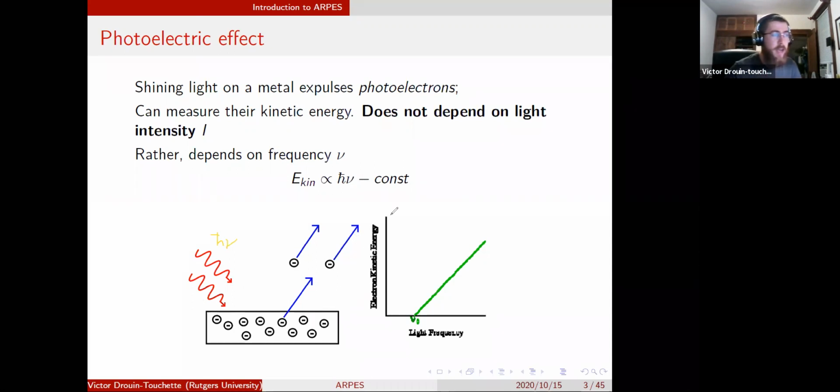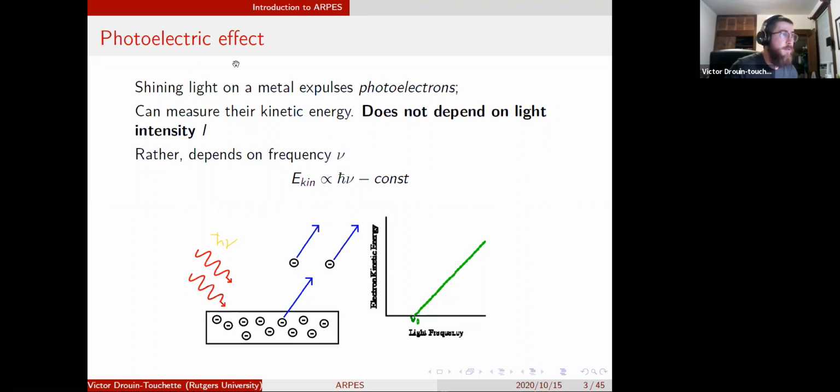And this is a famous plot that you see in undergrad physics. If you plot on the x-axis the light frequency versus the electron kinetic energy, you quickly see that if you have a frequency that is less than a critical frequency nu naught, you will not release any electrons. That's because there's a finite binding energy of the electrons in the material. If your photons don't have enough energy to kick them out, they will not be able to fly away.